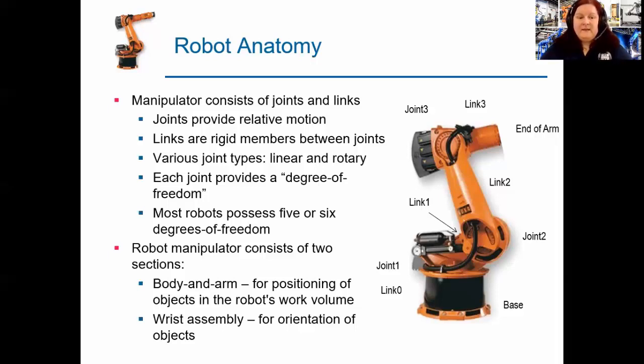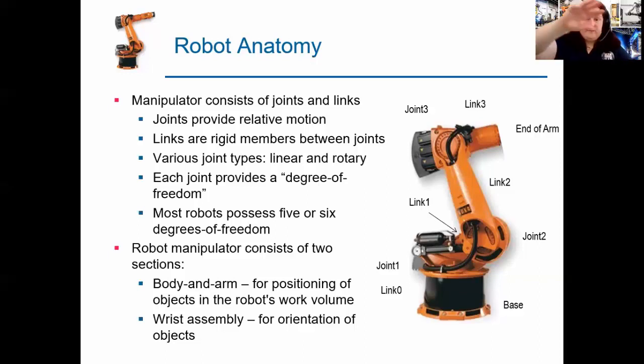And we might say that the robot manipulator has 2 main sections. The first one is the body and arm. We use that for stabilizing it, positioning it, connecting it to the controller, connecting it to the power source, making sure it's safe, and attached to some kind of structure. And then we have a wrist assembly, which many times we call the end effector, and whatever we put on top of that. We use that for orientation of objects.